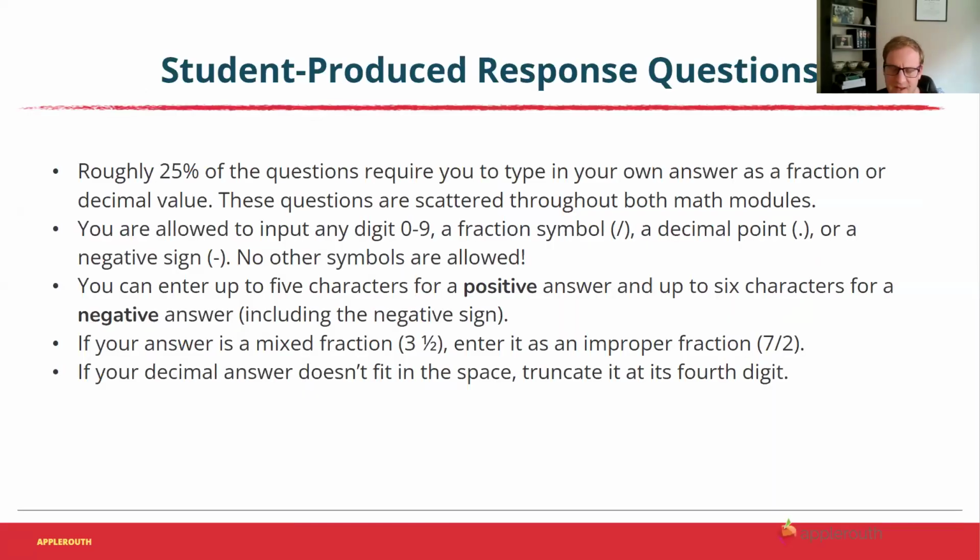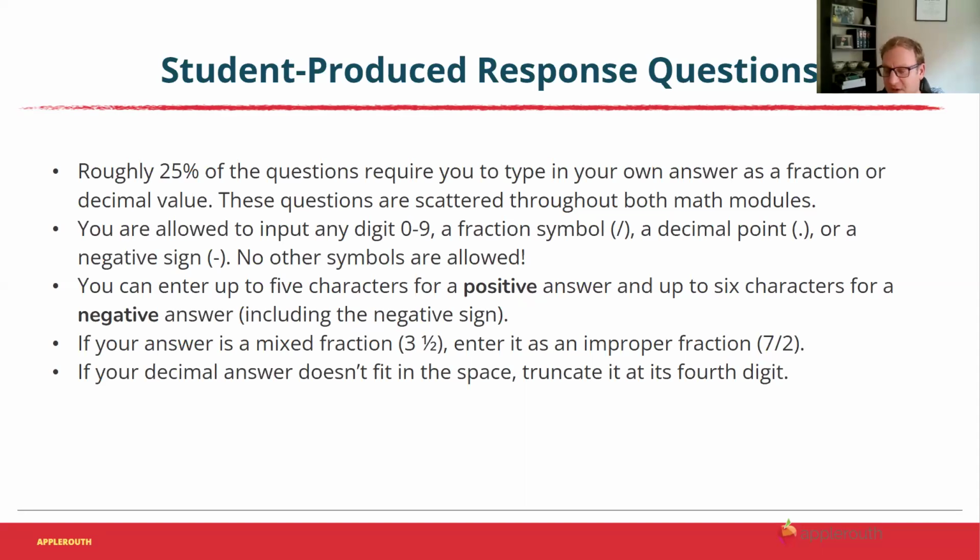Most of the questions, about 18 out of 22, will be multiple choice, but then 4 per section will be grid-ins, student produced or free response questions. You can put in anything from 0 to 9, a fraction symbol is a slash, a decimal or a negative, but that's it. 5 characters for a positive answer, up to 6 for negative. And if it's a mixed fraction, like 3 1/2, put 3.5 or 7/2, because 3 1/2 would read as 31 halves.